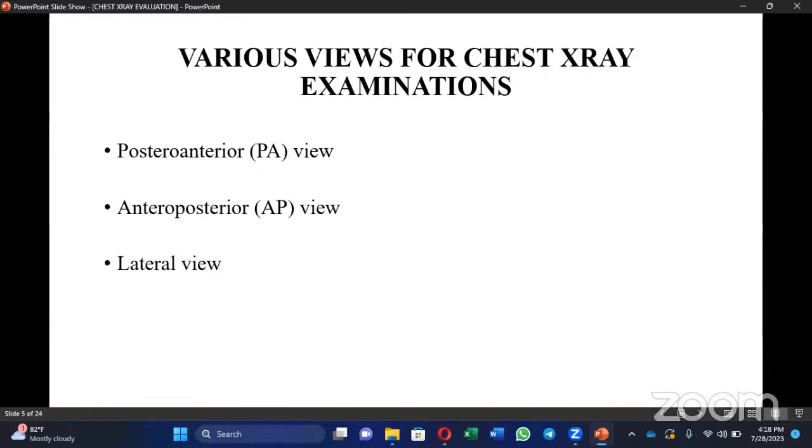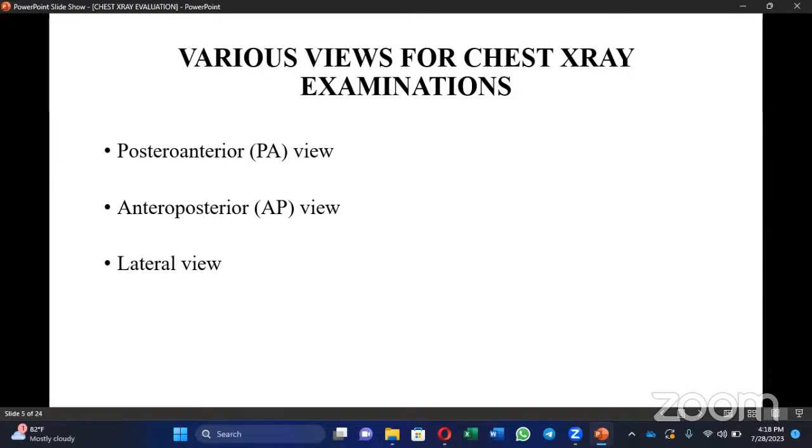Chest X-ray examinations have various projections or views. It is very important to know the various views of chest X-rays. We have the posterior anterior view, which I mentioned earlier. We have the anterior posterior view, and we have the lateral view.